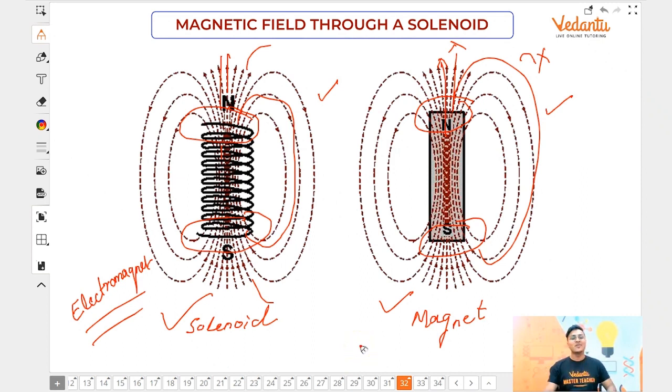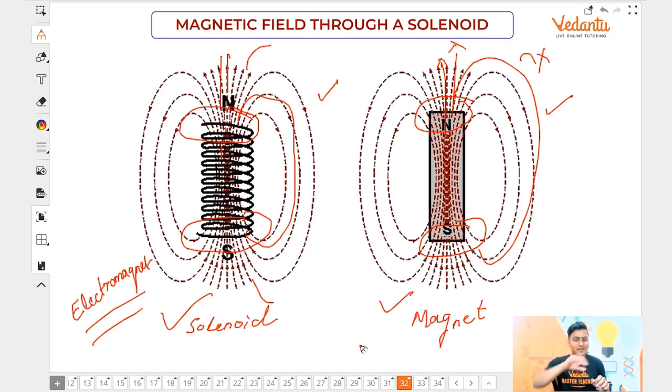I'll take a quick summary of whatever happened today. Okay. So we started with a very interesting story of Oersted. With that story, we were able to find out how did he discover this topic, and which helped us to understand what happens in a straight current carrying conductor. The magnetic field lines are concentric circles and the direction of them is given by right hand thumb rule.